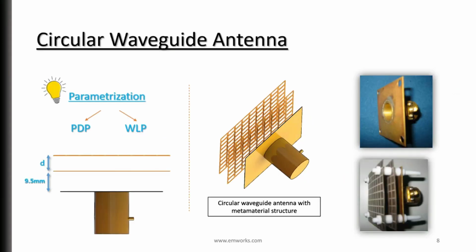Let's move to the antenna design with metamaterial. The structure of the circular waveguide antenna is shown here. It works at 11.5 GHz. The metamaterial structure is located at a distance of 9.5 mm from the antenna aperture. The spacing between the two layers of metamaterial in Z-axis is very sensitive to the antenna results, so it's necessary to analyze and optimize the effect of the spacing between these two layers.